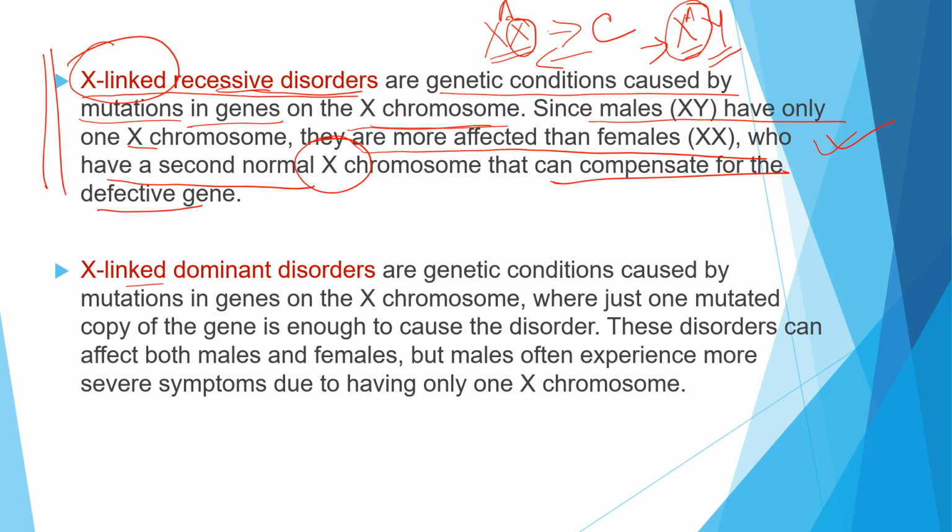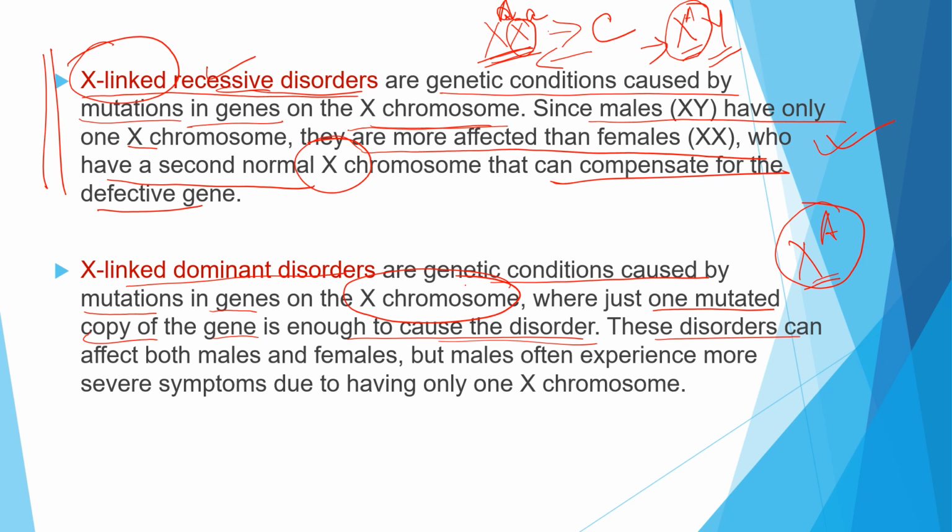X-linked dominant disorders are genetic disorders caused by mutations in genes on X chromosomes. This is dominant, where one mutated copy of the gene is enough to cause a disorder. So only one dominant copy is enough to cause a disorder. But in the recessive one, we have to have two copies. Recessive should have two, and in dominant, one is enough to cause a disorder.